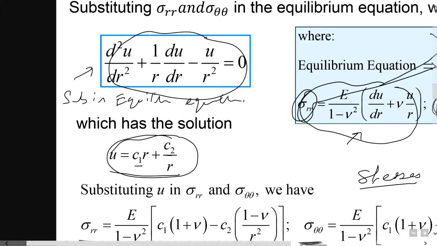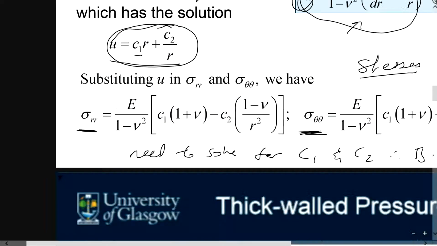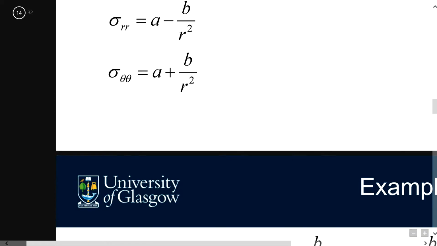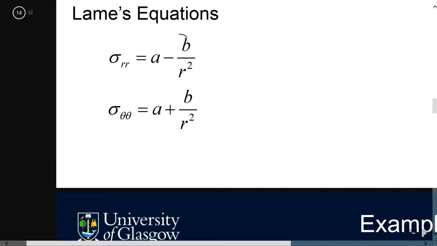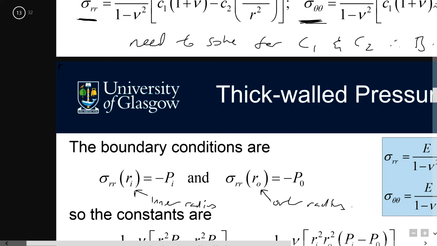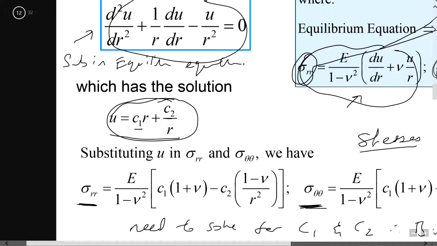And if you take a look, this is very similar to the general equation that we have shown you just now, which is a plus b over r squared. This one over here is somewhat the same. If you take a look, u is equal to c1 r plus c2 over r. If you divide everything by r again, this will be u over r equals c1 plus c2 over r squared. Something like that.